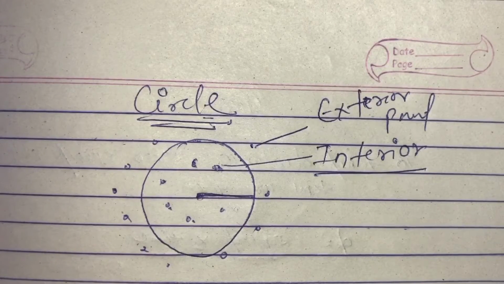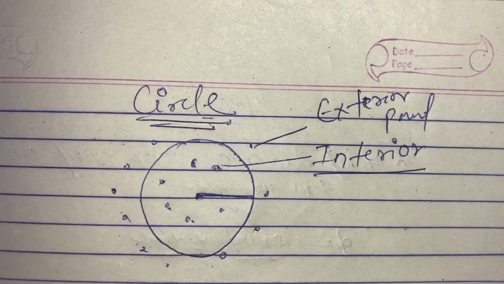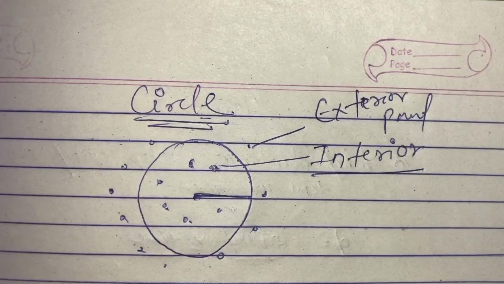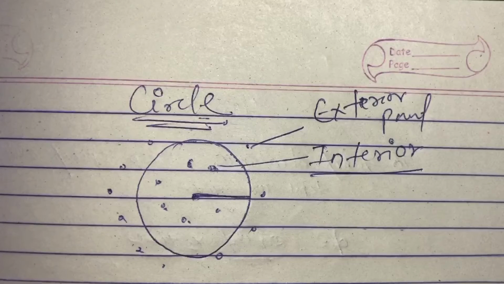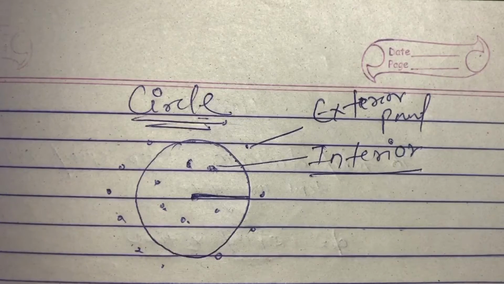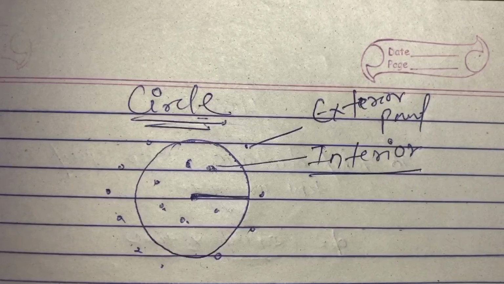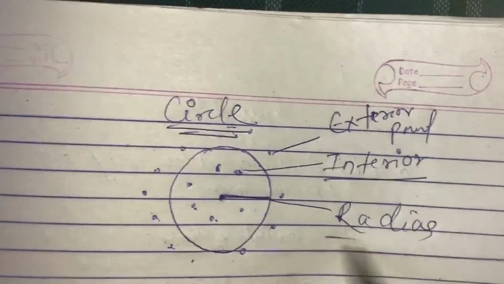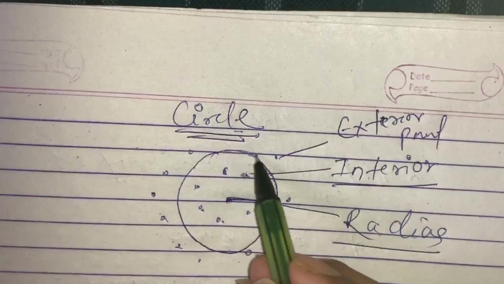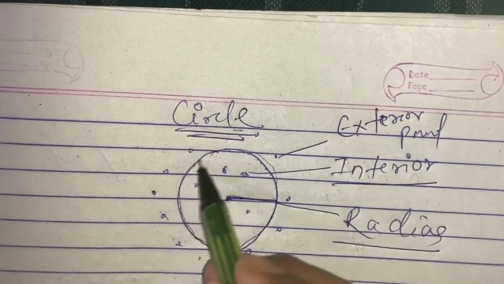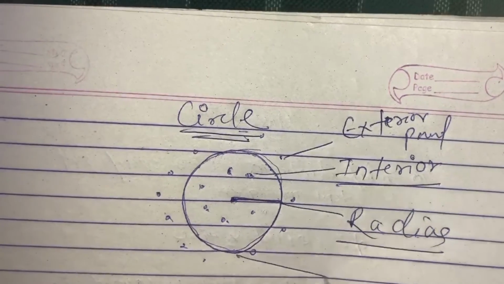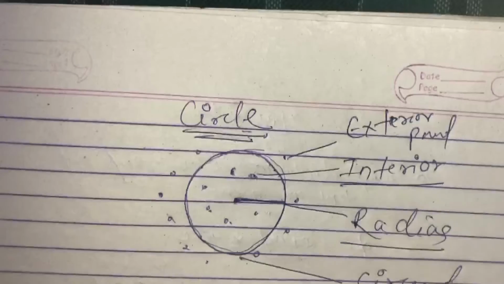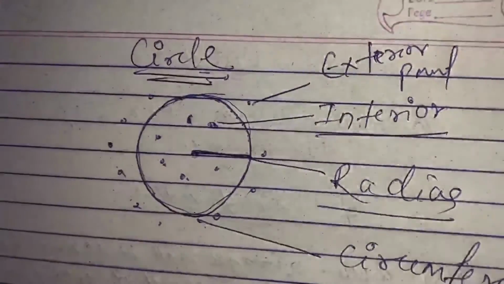Clear all? Okay, so the middle point is known as the center of the circle, and the line from the center of the circle till the end of the circle, from this to this, is known as radius. This is the whole circle, and the outside is known as circumference. This is known as circumference.